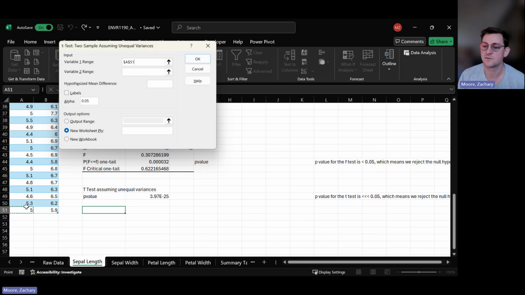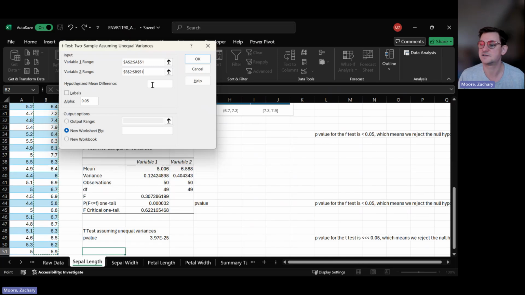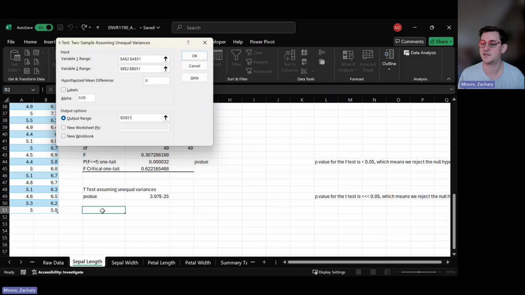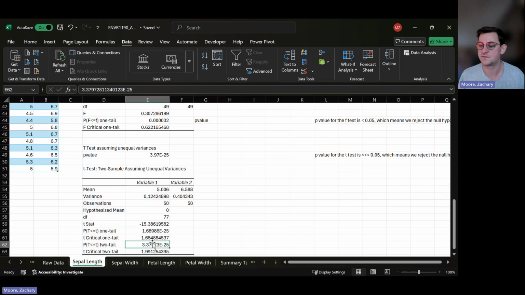Now we do the same thing where we pick our range for Setosa, and our range for Virginica, and our hypothesized mean difference. What do we think that the difference is? Well, our null hypothesis is that there's no difference, so we put 0 here. Then we say, where do we want to put the output? We click in there, and we can pick here.